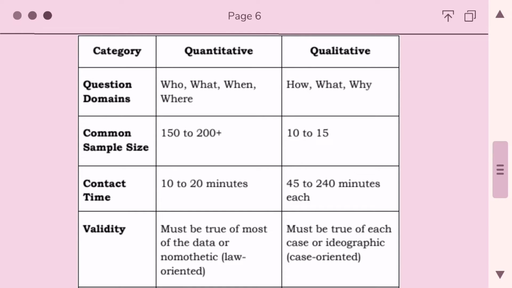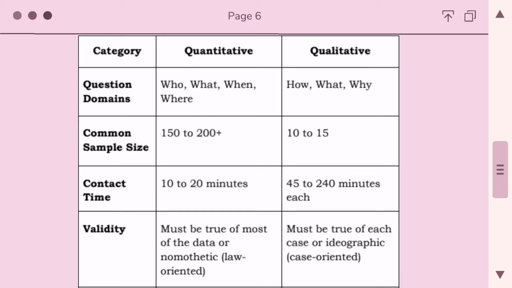To know more, we will see in this table the difference between quantitative and qualitative research. The first category is question domains. For quantitative, it should be who, what, when, and where that should be answered in research. And for qualitative, how, what, and why. Second, common sample size. For the quantitative, 150 to 200 plus. And for qualitative, 10 to 15 only for the population of the study.